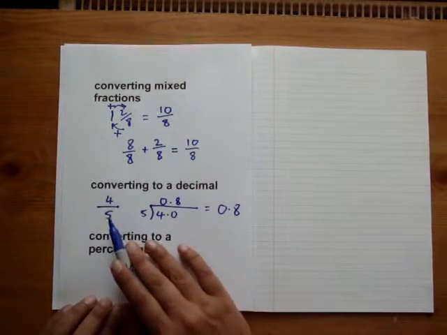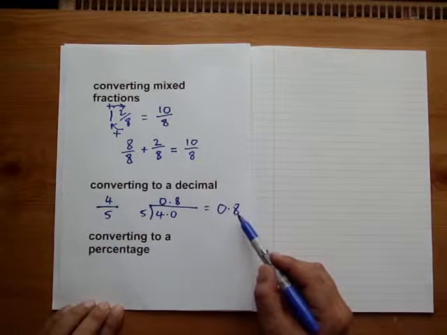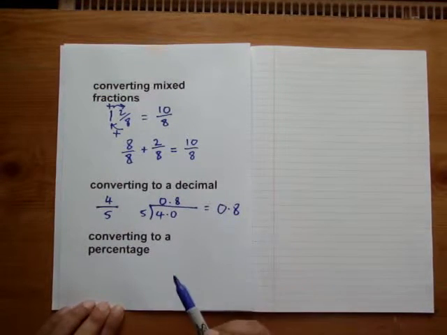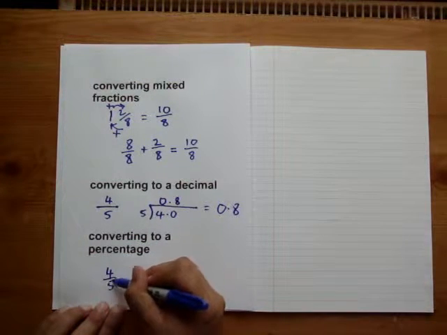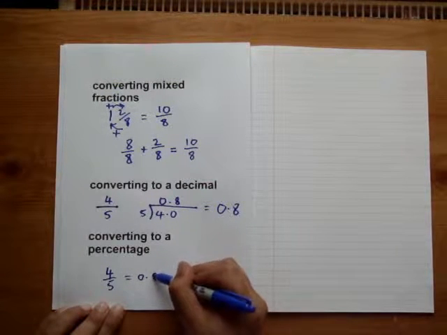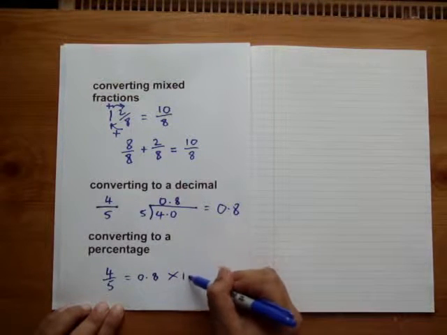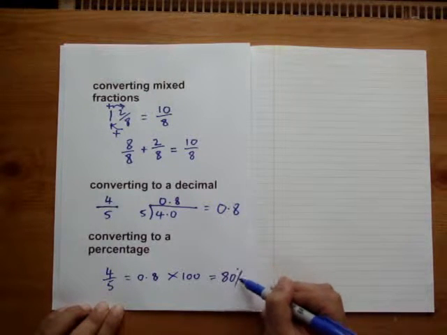When we're converting a fraction into a percentage, we simply get the decimal and multiply by 100. So again, if we use 4/5, we do the division, we get 0.8, and then we multiply it by 100 and we get 80%.